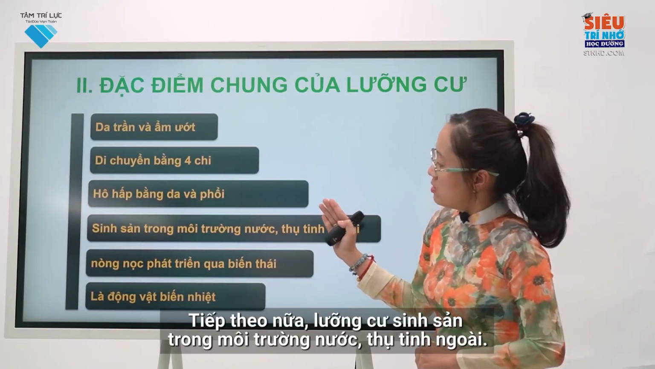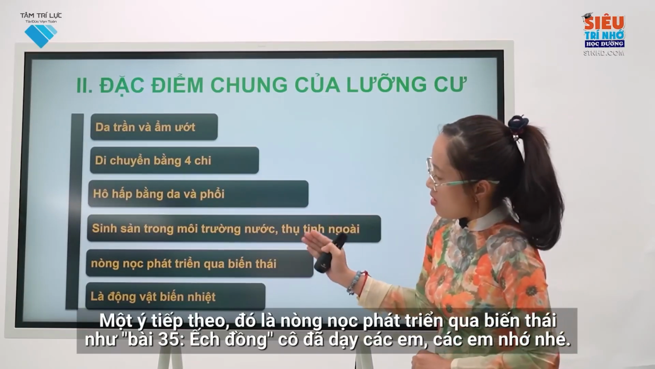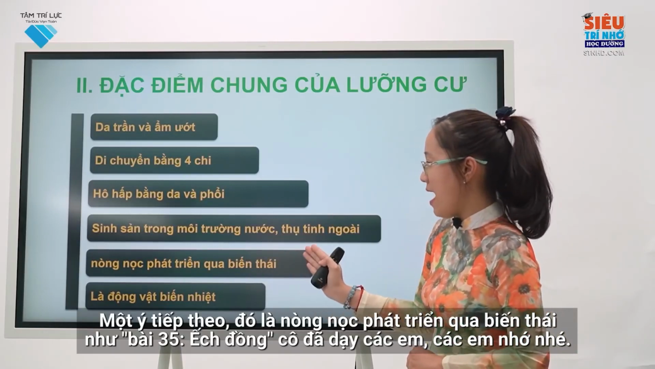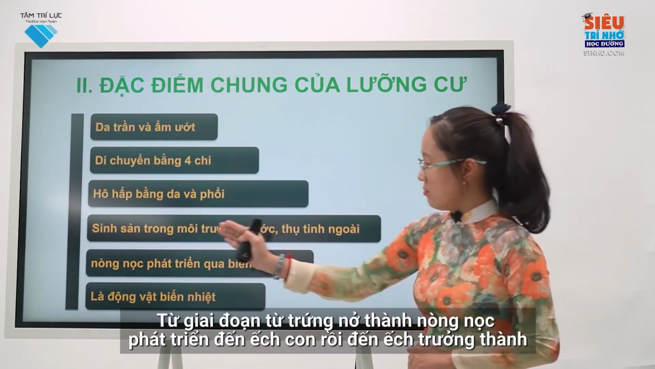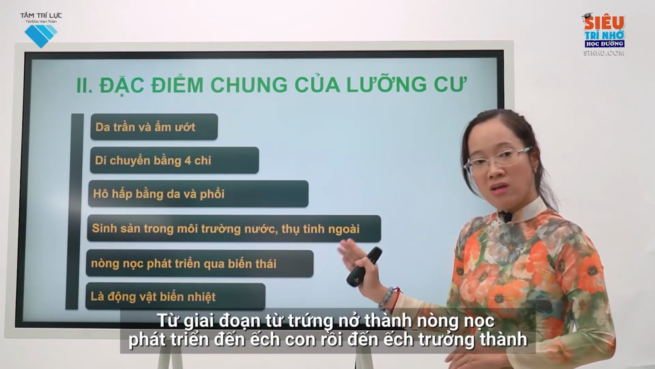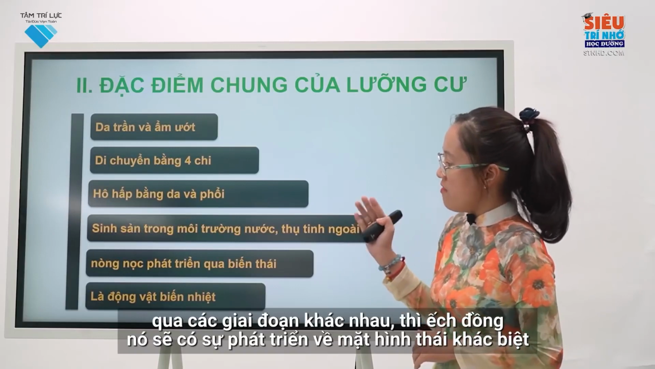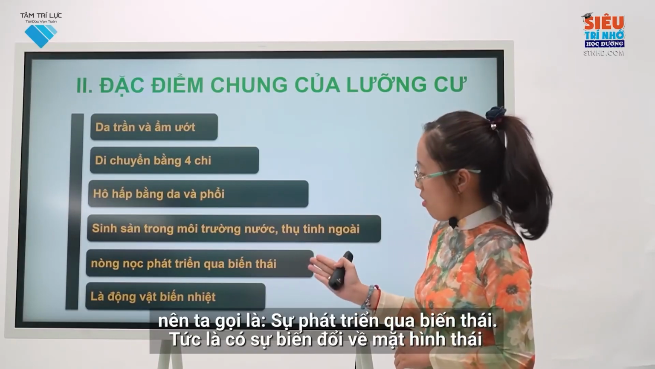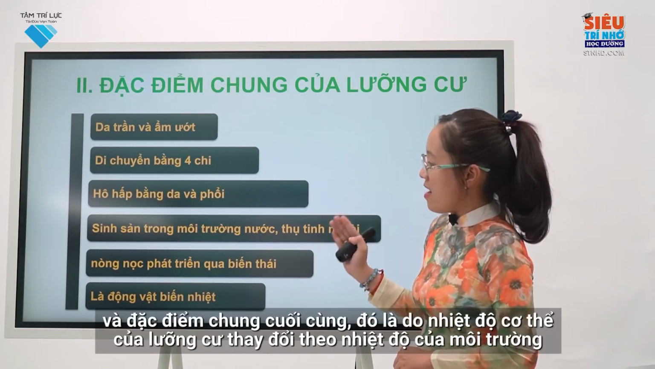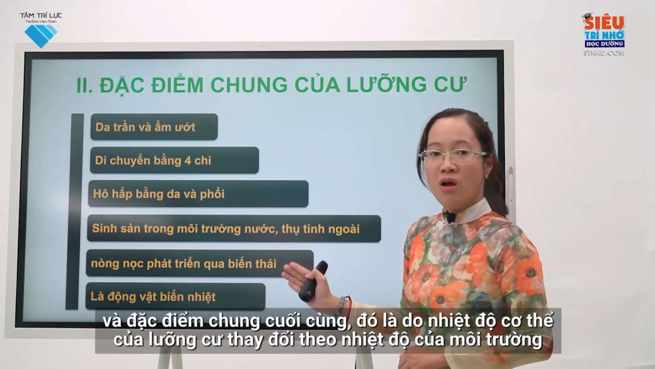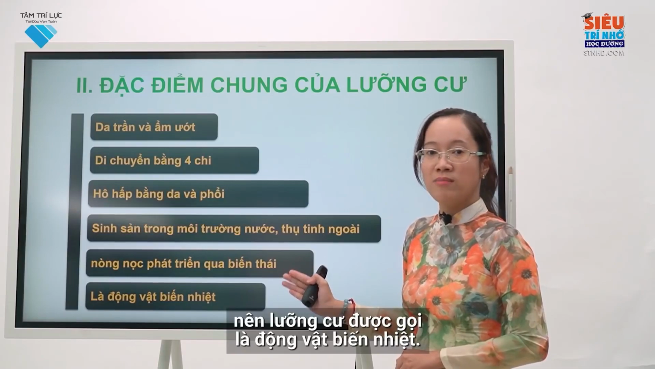Next, amphibians reproduce in the aquatic environment, fertilizing externally. Another characteristic is that tadpoles develop through metamorphosis, like the East Asian bullfrogs I taught you in Lesson 35. Remember? From the frog egg hatching to the tadpole developing to the baby frog, and then to the adult frog, through different stages, it has a different morphological development. So we call it metamorphic development, which means there is a change in morphology. And the last general characteristic is that because the body temperature of amphibians changes with the temperature of the environment, amphibians are called ectothermal animals.